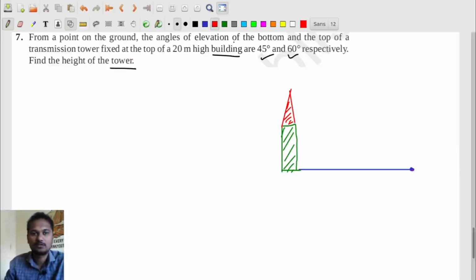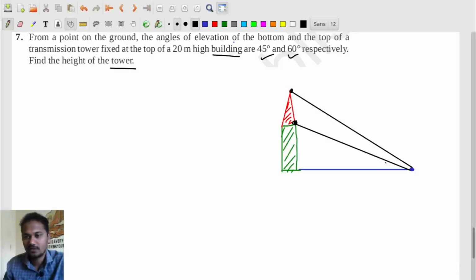So from this point, the angles of elevation of the bottom and top of a transmission tower, take 2 points, point 1 and point 2. Okay, so here simple logic. Which one is the greater angle here? This is greater, so you need to take this as 60, and this one is the smaller angle, you need to take this as 45 degrees. Okay, one from the bottom and one from the top of the tower, right?